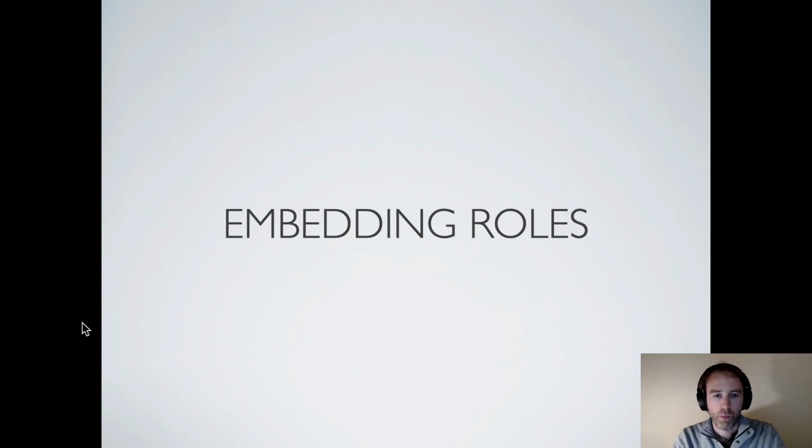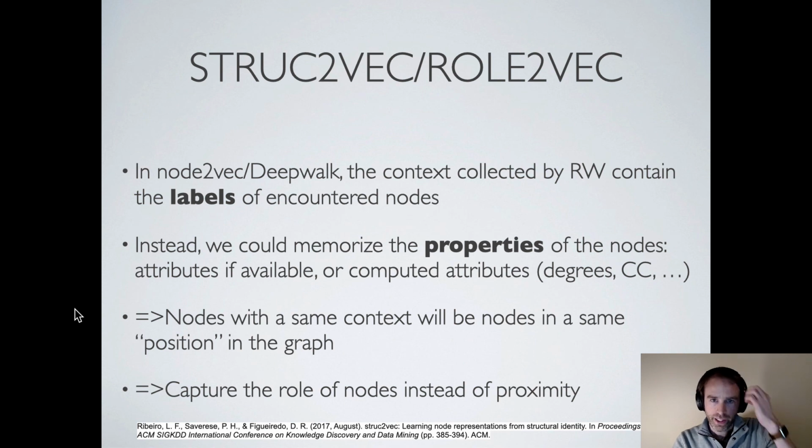There is also another type of embedding I haven't talked about yet, which is able to embed roles in the graph. The idea of node2vec and DeepWalk is that the context which we collect by the random walk contains the labels of the encountered nodes. So we are doing this random walk, starting from node N1, and then we encounter node N2. So in the sentence we write N1, N2, N10, N15, N2, and so on and so forth.